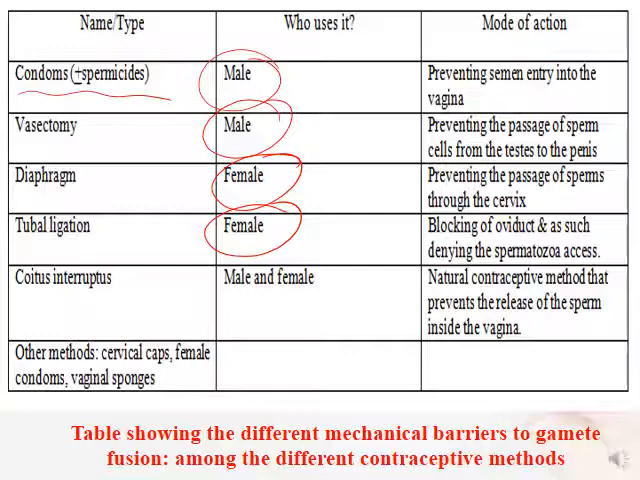And we have coitus interruptus. It's used by both male and female, and it's used as a natural contraceptive method that prevents the release of sperm inside the vagina. And all of them are contraceptive methods.